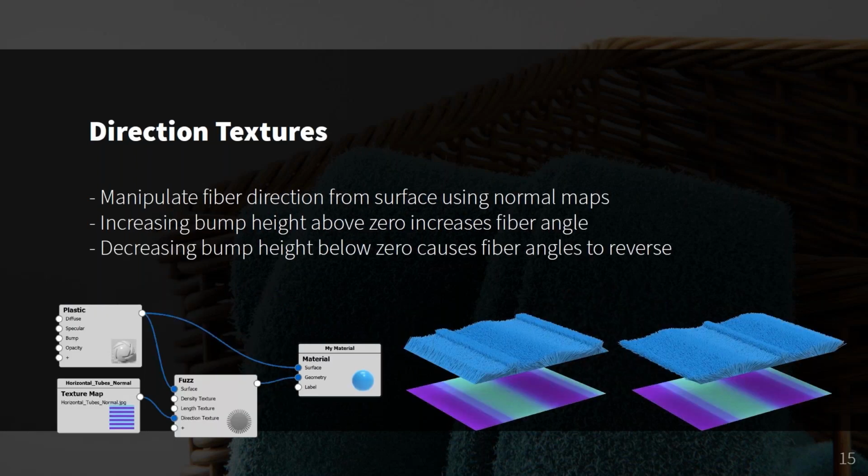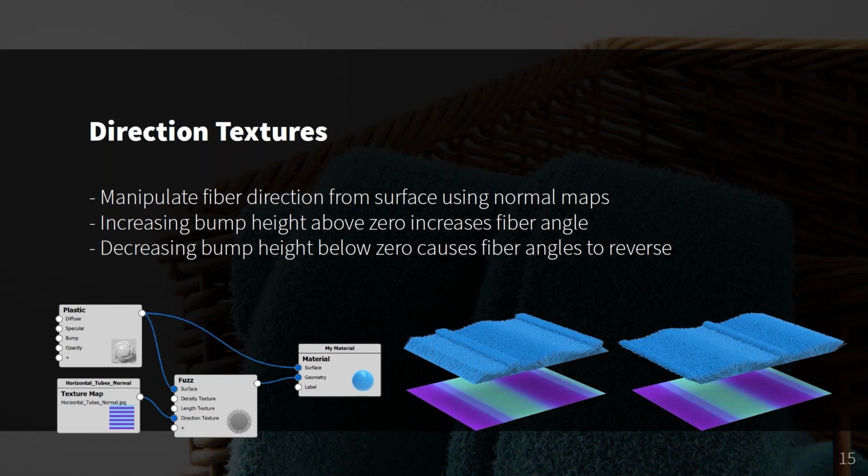Lastly, under the texture controls, we have the direction texture. By default, the fuzz fibers will follow the geometry's normals. Adding a direction texture will enable you to manipulate the direction at which fuzz fibers protrude from the surface. You can use either a normal map or a procedural texture to do this. The bump height of the direction texture controls how much the direction is altered.